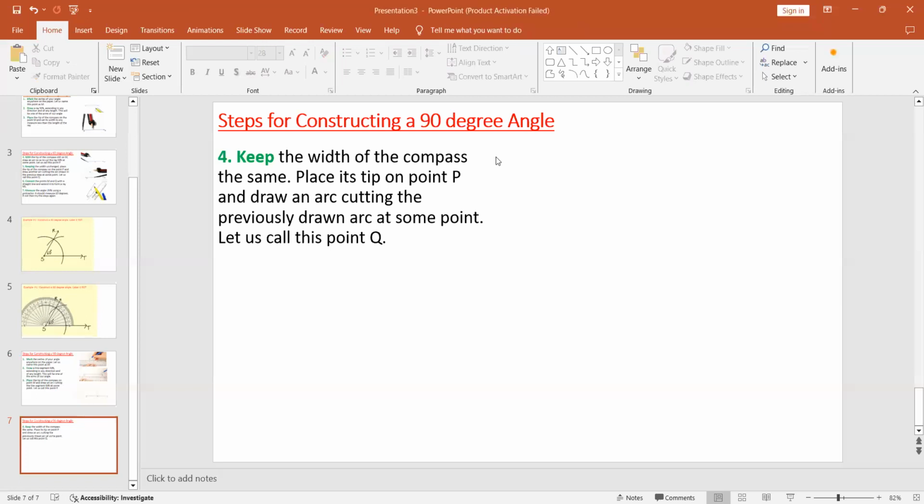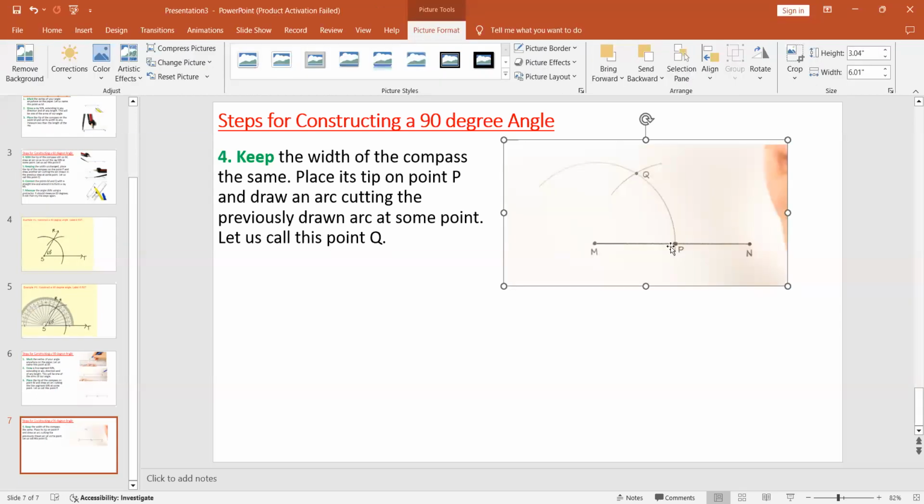So let me put a picture of what the sentence is basically explaining. It's telling us that we need to go to the same point P where the arc intersects the line segment MN. Once we go to that particular point, we're going to draw another arc, and that arc is going to intersect the previously drawn arc. So it says keep the width of the compass the same, place its tip on point P, and draw an arc cutting the previously drawn arc at some point.